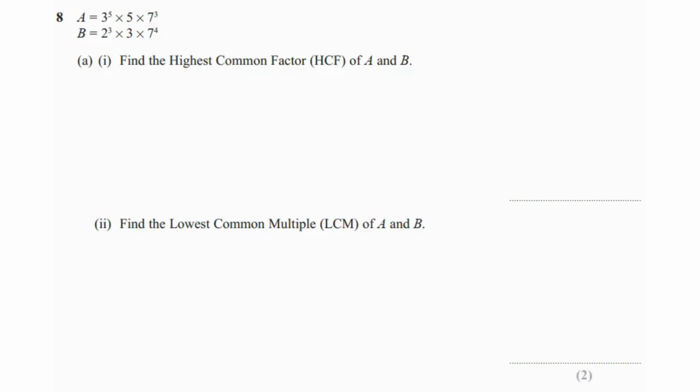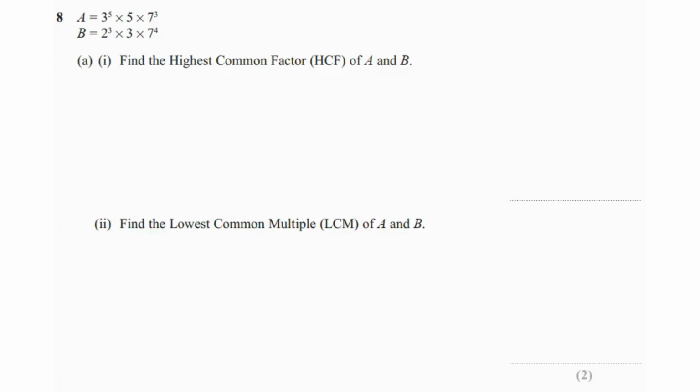So if you look at the first question, it says that A is 3 to the power of 5 times 5 times 7 to the power of 3. B is 2 to the power of 3 times 7 to the power of 4. We have to find the highest common factor of A and B. So highest common factor is basically the highest number.